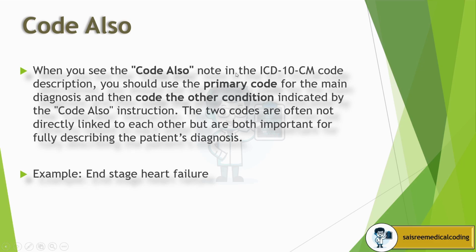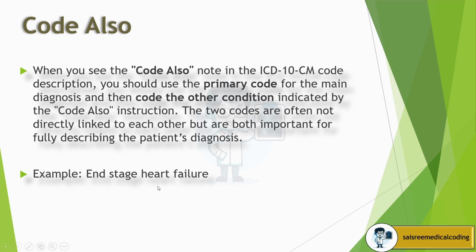When you see a code also note in the ICD-10-CM code description, you should use the primary code for the main diagnosis and then code the other condition indicated by the code also instruction. The two codes are often not directly linked to each other but are both important for fully describing the patient's diagnosis. Code also convention is a mandatory convention. If you find a term called code also in your tabular list under the main code, you have to capture the code they have mentioned in the code also convention along with the main code.